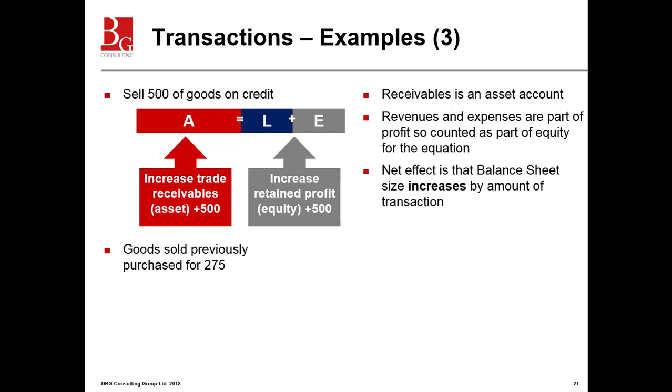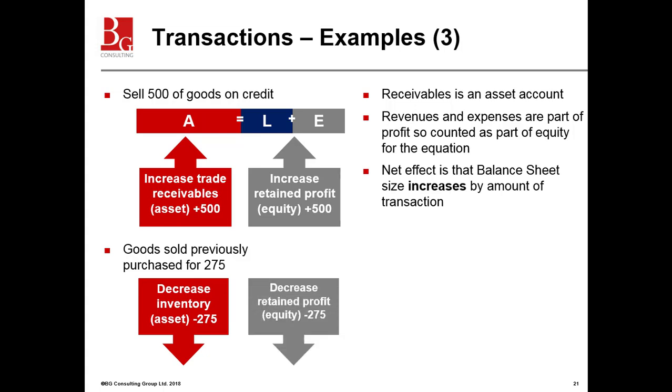We also have to allow for the fact that the goods we sold cost us something to buy. Let's say the goods sold previously were purchased for $275. Now we've got to record the fact that we no longer have that inventory on our balance sheet. So inventory needs to be decreased by $275 and retained profits correspondingly decreased by $275.